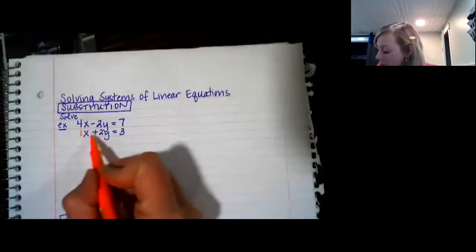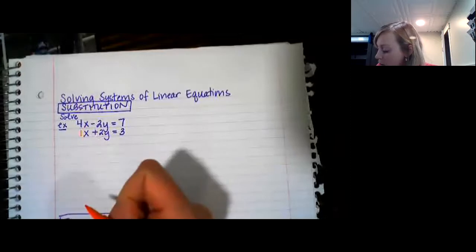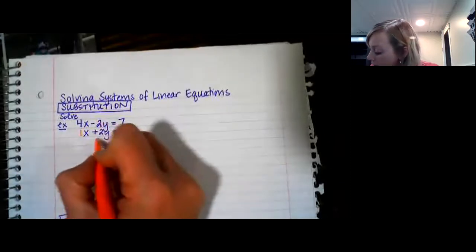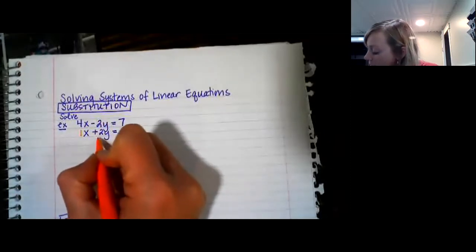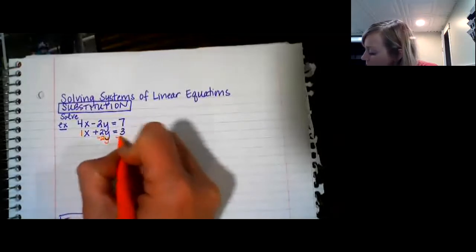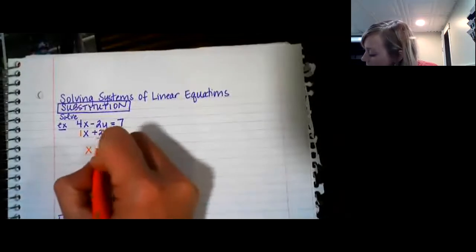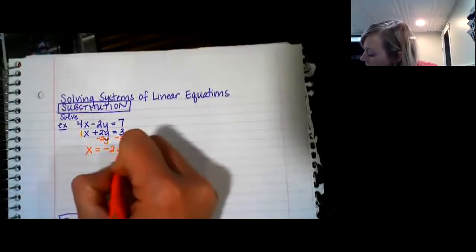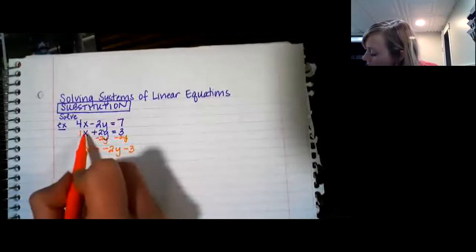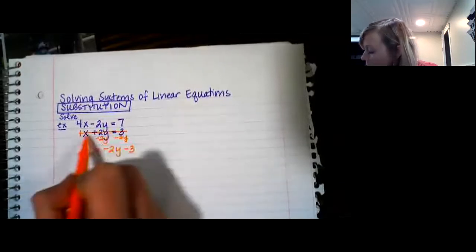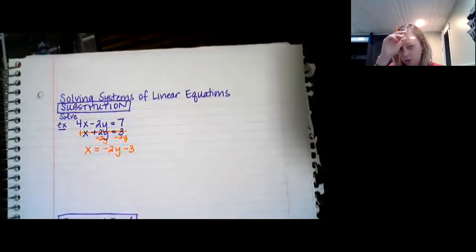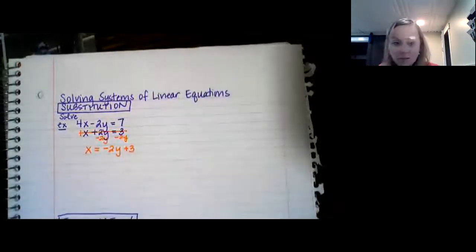So what I want to do is make sure I isolate that variable, whichever variable has that coefficient of 1. To do that in this second equation, I'm going to subtract 2y. So I'm left with x equals negative 2y minus 3. And I no longer need this equation anymore, so I'm just going to cross that out. Oh, and this is plus 3. That 3 is positive, so negative 2y plus 3.